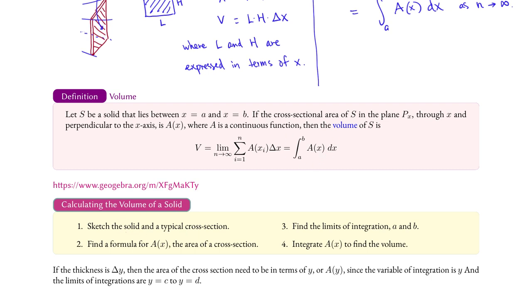The steps in calculating the volume of a solid involve sketching the solid and a typical cross-section, finding the area of the cross-section, finding the limits of integration a and b, and integrating the area with respect to the variable x or y. Now if the thickness is delta y, then the area needs to be expressed in terms of y, and the limits of integration would go from c to d.